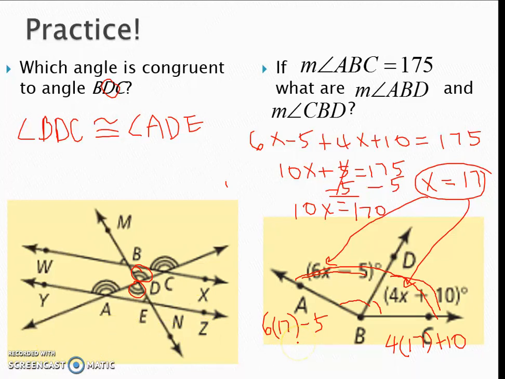Okay, so I got angle ABD is 97. Angle DBC is 78. When you add those two numbers, do they add up to be 175? They do. So right here, we're going to write 97 on top here, and this one is 78.